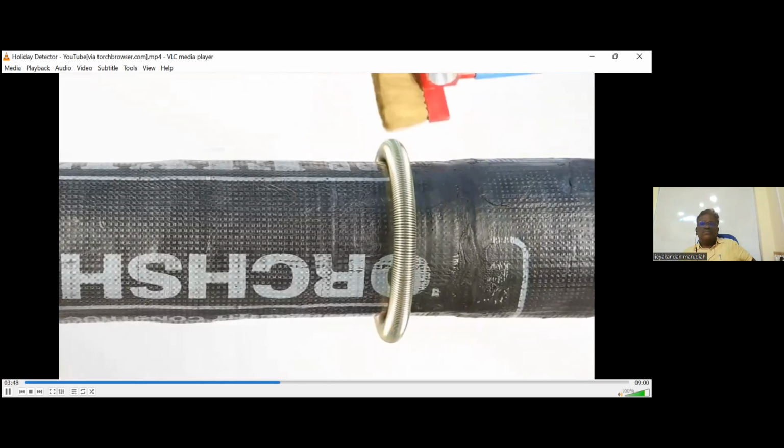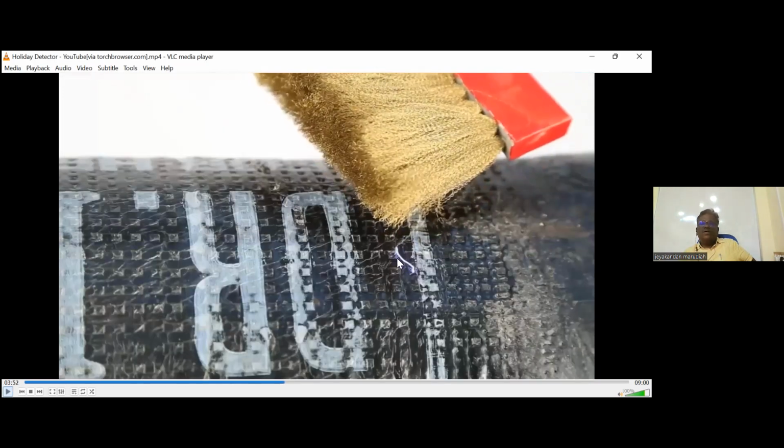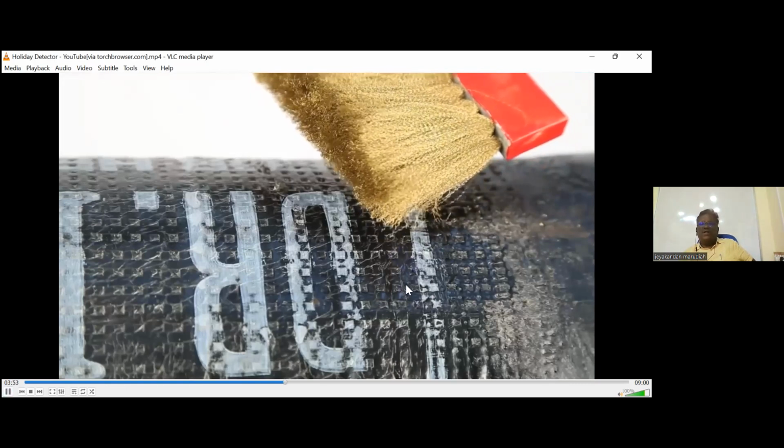When the spark detects the point where the insulation is damaged, that point is called a holiday. Holiday means a break in the coating. A wrapping coating break is called a holiday. There is a break, that's why the arc is coming.